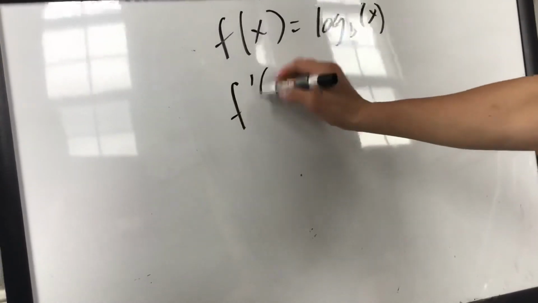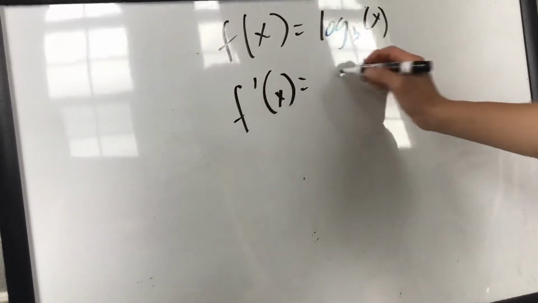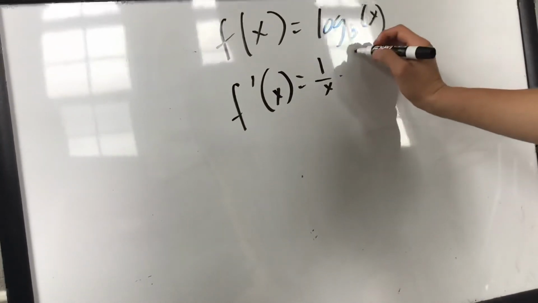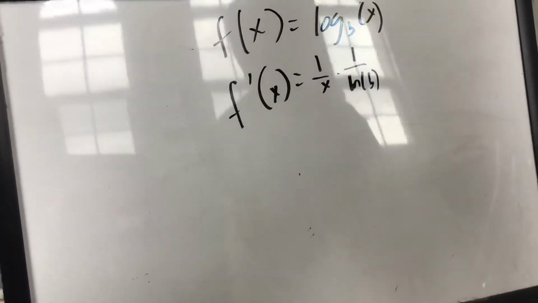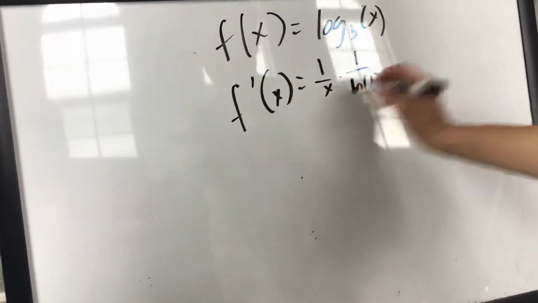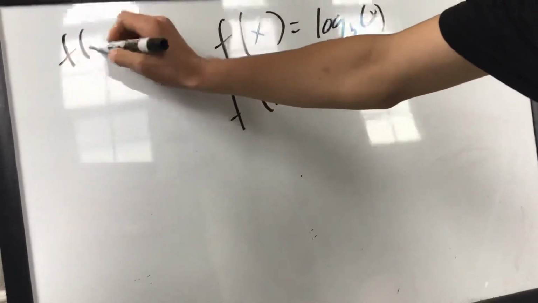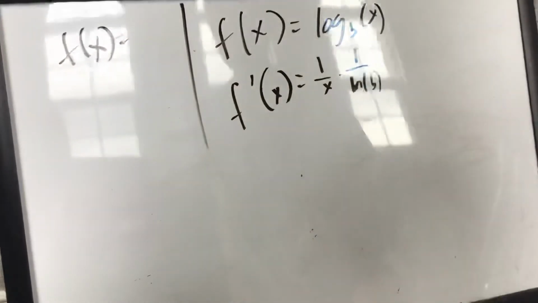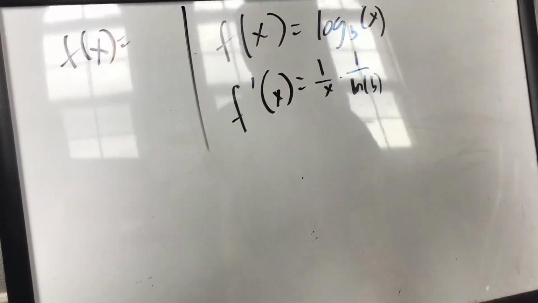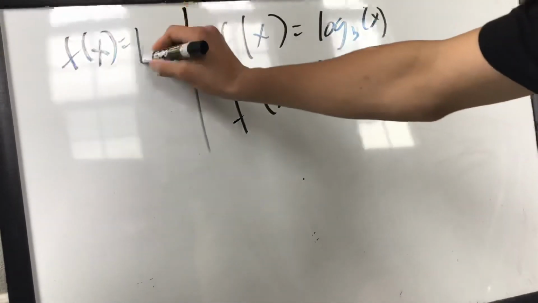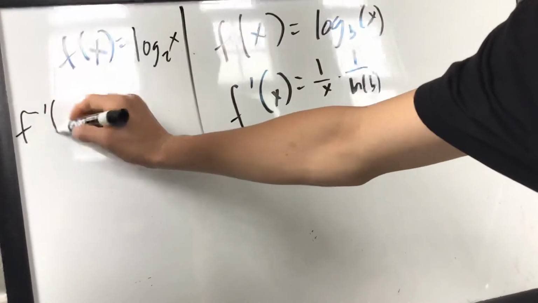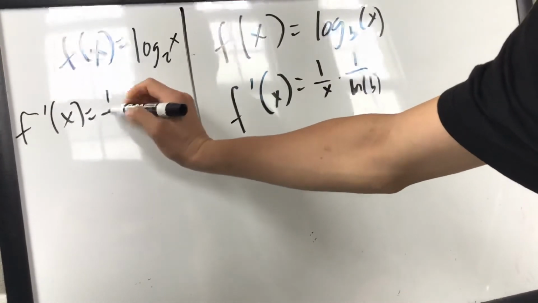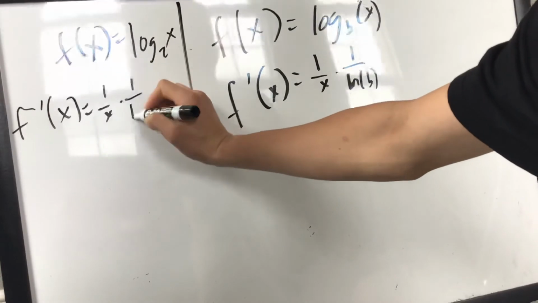Then the derivative of log base b of x would be 1 over x times 1 over ln of b. So let's put this into an example because it will probably be easier. Let's say f of x is defined by the equation log 2 of x. Then the derivative of f of x would be equal to 1 over x times 1 over ln of 2.